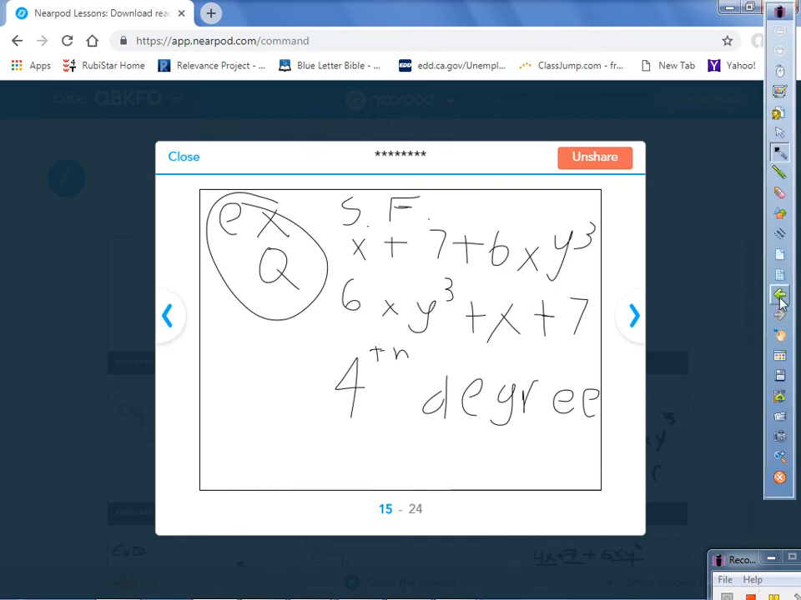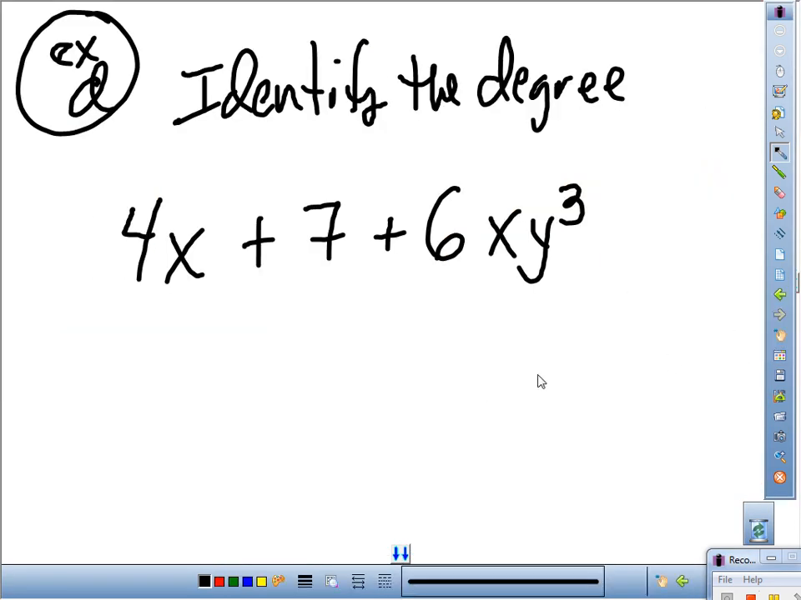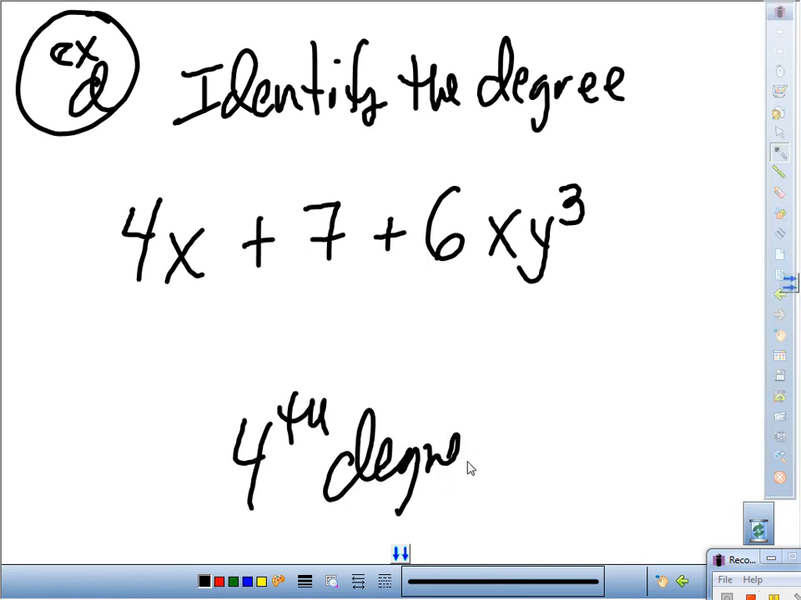Okay, so I keep hearing it needs to be in standard form. But what if it wasn't in standard form? What if it was like this? And I said, find me the degree of this polynomial. And I said, the degree of this polynomial is 4th degree. Tell your neighbor how I got 4th degree, please.